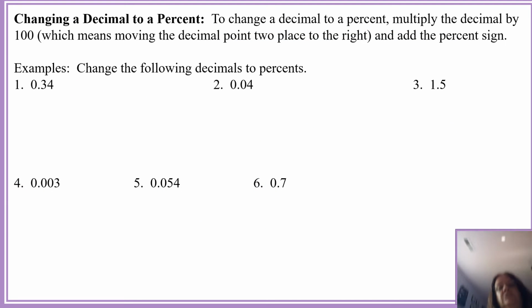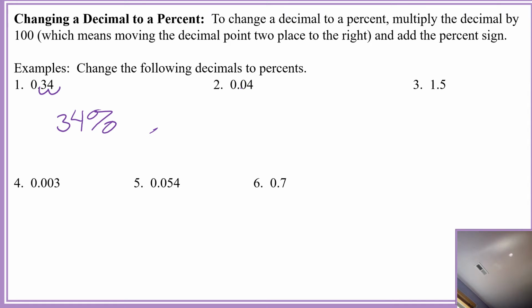Changing decimal to percent. So we're going the other way. Well, all we're going to do is move the decimal place the other direction, because going from decimal to percent, the number is going to get bigger. So I move it 1, 2, I have 34%. I move it 1, 2, I have 4%. 1, 2, remember there's an extra 0 there, I have 150%.